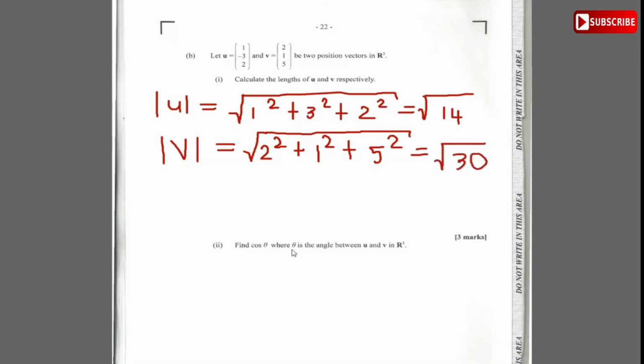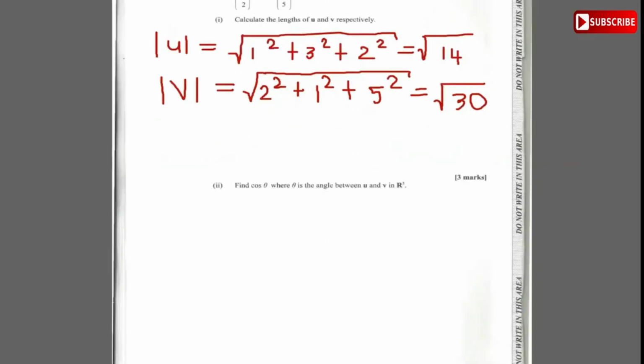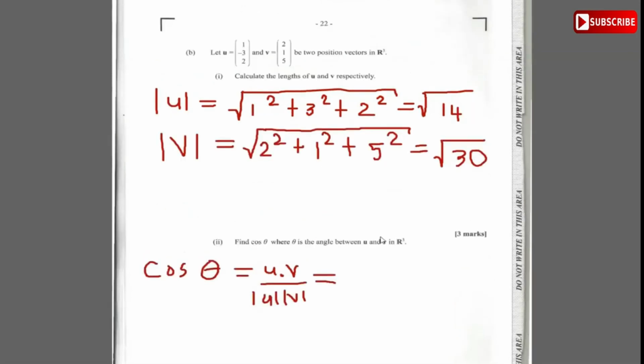It says find cos theta, where theta is the angle between u and v. So it doesn't want theta, it just wants cos theta. Now to write down the formula, you know that cos theta is equal to u dot v over the length of u times the length of v. Let's look at u dot v.